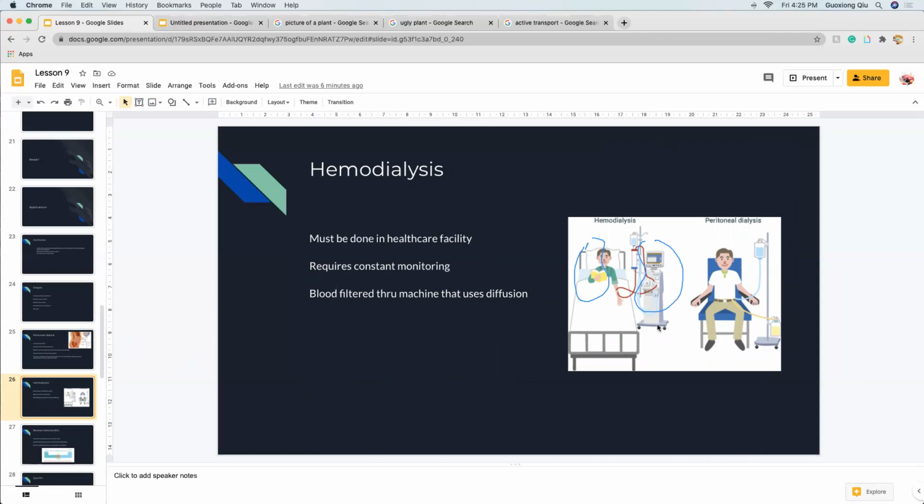First, let's erase my drawings of a bean kidney. Okay. Hemodialysis requires constant monitoring. In hemodialysis, your blood is filtered through a machine that uses diffusion. So in peritoneal dialysis, we use your peritoneum as a sort of filter. In hemodialysis, we have a machine to filter you.